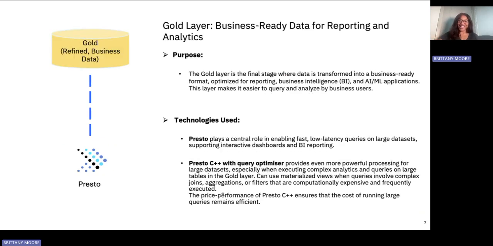And finally, at that gold level, this is really business ready data that can be used for analytics, that can be used for BI tools, etc. And so you could leverage things like Presto for BI, Spark for more of the AI ML applications, as well as you can really point this to Snowflake.